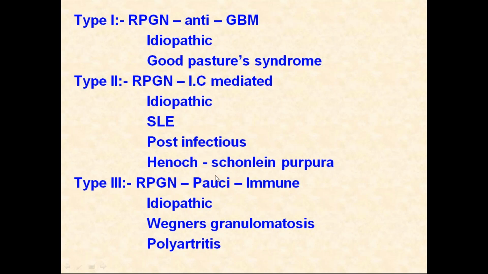So these are the conditions. In RPGN, mainly it is immunologically mediated. Type 1 is antibody mediated, with antibody against the glomerular basement membrane in conditions such as idiopathic and Goodpasture syndrome. Type 2 is immune complex mediated, in conditions like systemic lupus erythematosus, idiopathic, post-infectious conditions, and also HSP or Henoch-Schonlein purpura. Type 3 is pauci-immune mediated, in conditions such as idiopathic, Wegener granulomatosis, and polyarteritis nodosa.